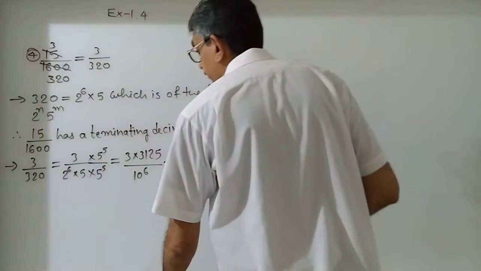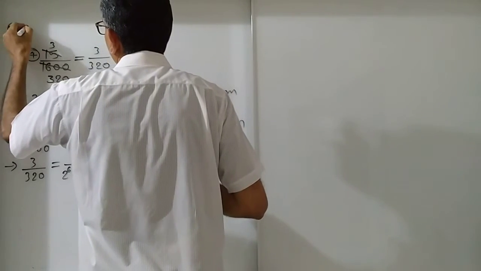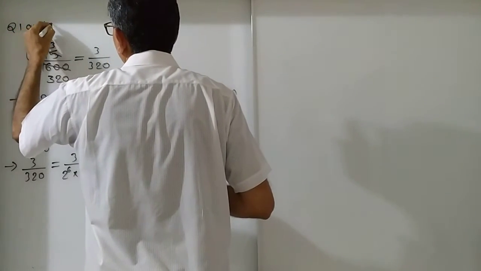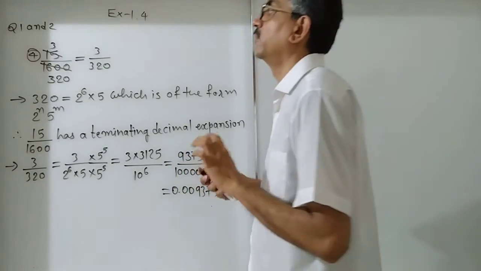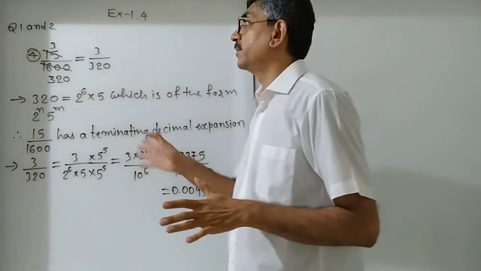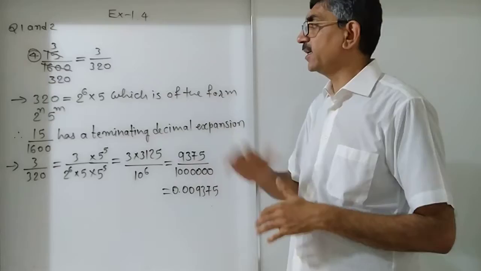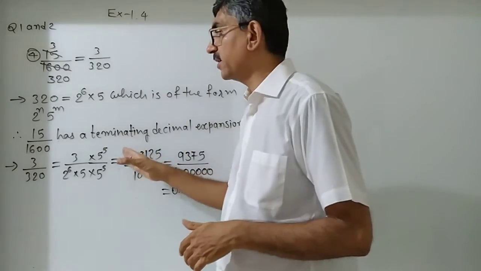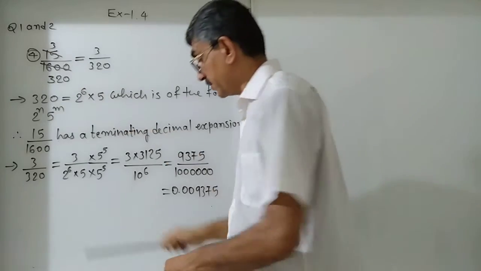Hello everyone. We shall work out the fourth sum of question number 1. The question was whether the decimal form is terminating or non-terminating. If it is terminating, then express it in decimal form. Okay. First thing, this sum is important.